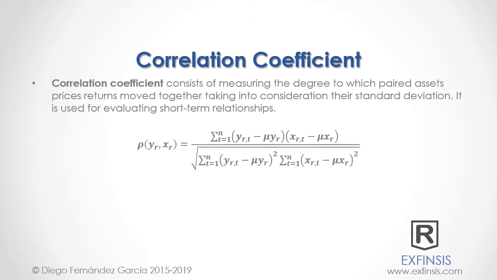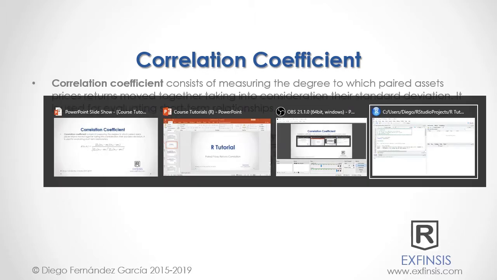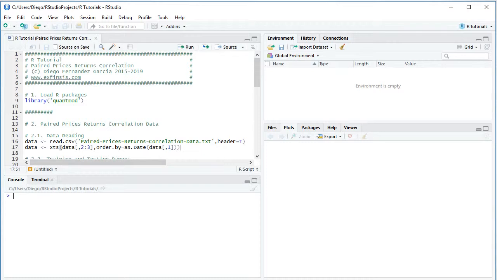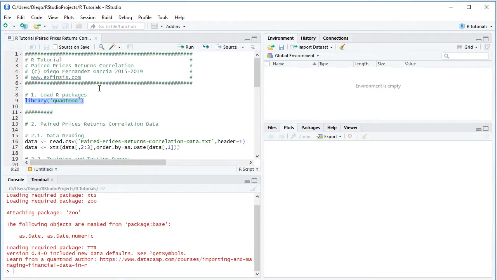Great. So let's go into RStudio so that we can study correlation coefficient with greater detail. Excellent. So here we are within RStudio. The first step within the tutorial is to load its package, which is done with this library function and the package name. For this tutorial, we'll be using QuantMod. So we select that code line and we click Run or Ctrl Enter on the keyboard.